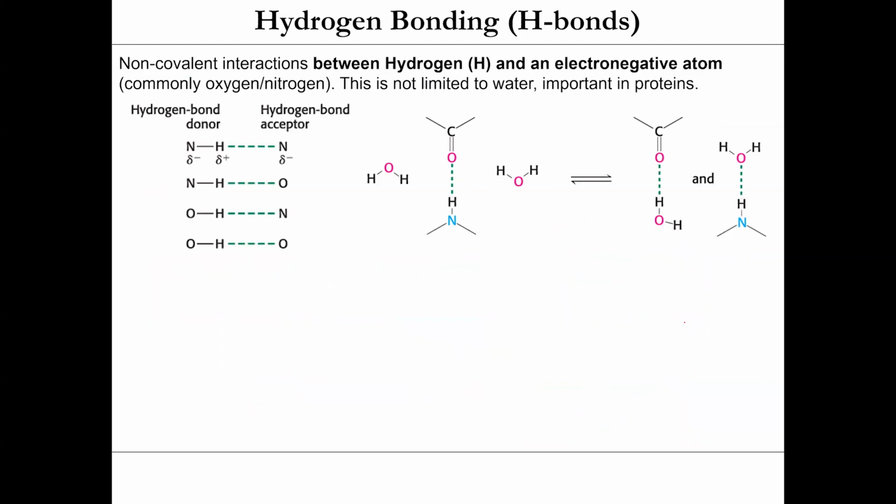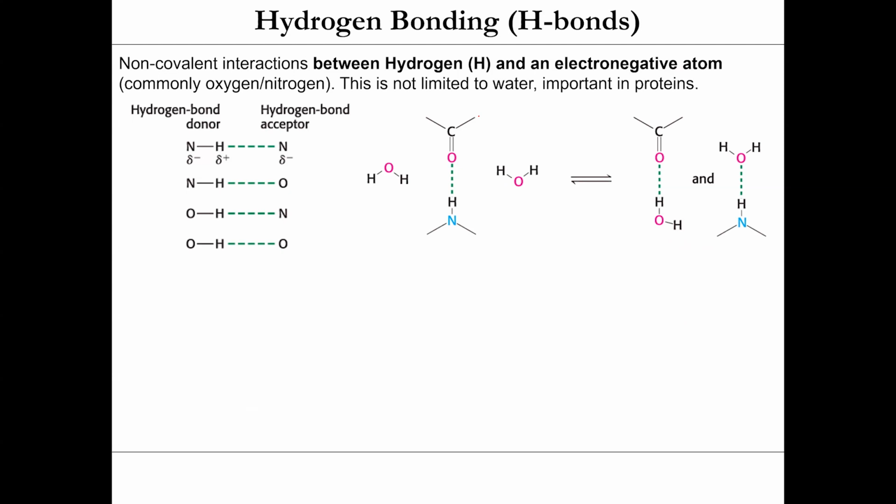Now, again, we'll revisit hydrogen bonding because it is a very important non-covalent interaction that happens between biomolecules, between different biomolecules and between biomolecules and water. Hydrogen bonding is not just limited to water-water interactions. Hydrogen bonding is a non-covalent interaction between hydrogen and an electronegative atom, which is most commonly oxygen or nitrogen. So this is also very important in proteins.